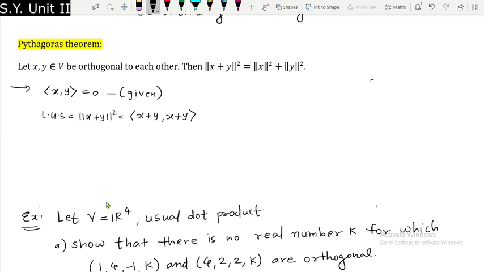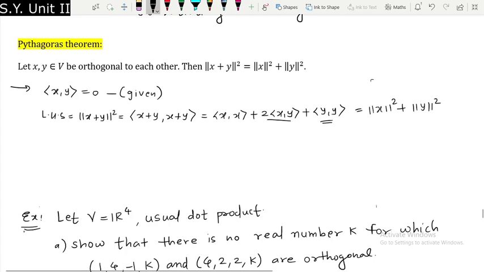If you go on solving it, we have already done it once. It will be the inner product of x with x plus twice the inner product of x with y plus the inner product of y with y. But the inner product of x with y is given 0, so this entire term is going to be 0. Therefore it will be the inner product of x with x, which is norm of x squared, plus the inner product of y with y, which is norm of y squared, and that is exactly what we wanted to prove. Isn't it? The proof is simple.